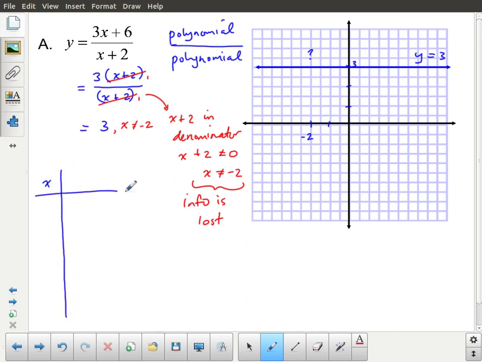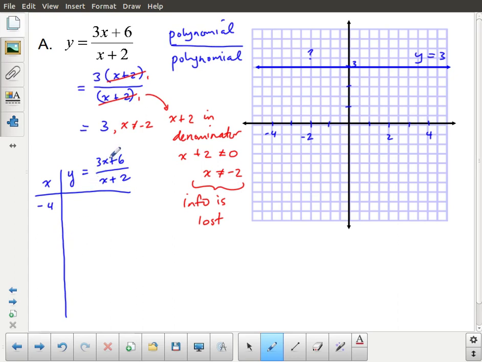So here's x, and then I have y equals 3x plus 6 divided by x plus 2. So let's imagine that you tried to do this, you didn't recognize the common factor, so I'm not going to do it in a simplified form. Now I'm going to use negative 4, negative 2, 0, 2, 4. So I think I'll start at negative 4.